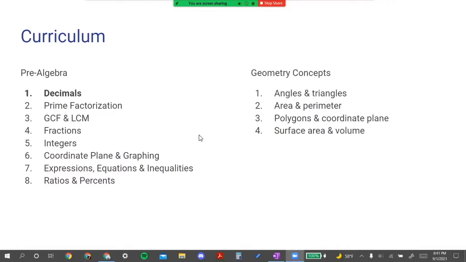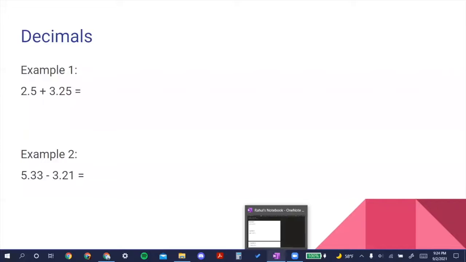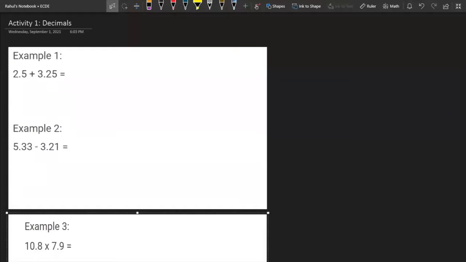To start off with our pre-algebra curriculum, we are going to be going over decimals. Here are a couple of examples we're going to go over. The first example is 2.5 plus 3.25. Now, how do we do example 1? Well, you just do it like any other problem. So 2.5 plus 3.25. What you want to remember is when you're adding and subtracting, always make sure your decimals line up. So now just solve it like any other problem, and you have 5.75.